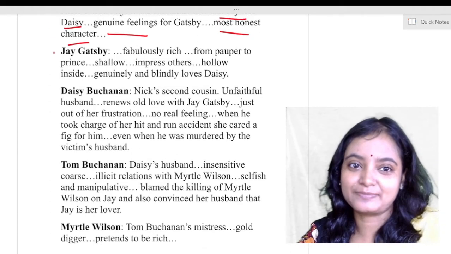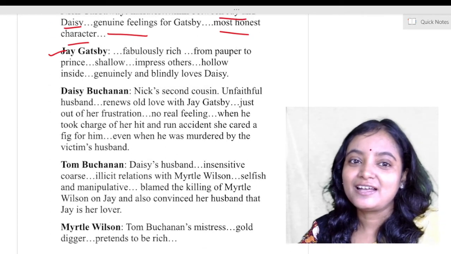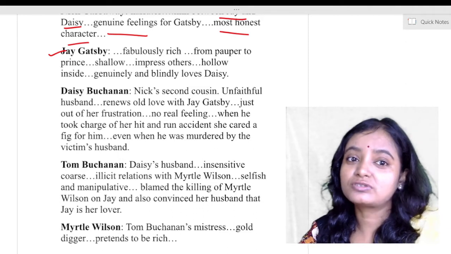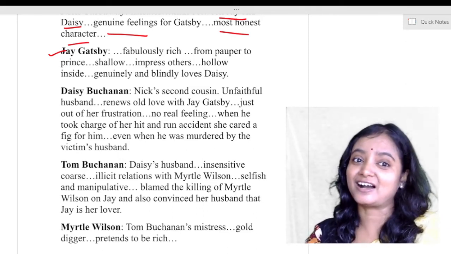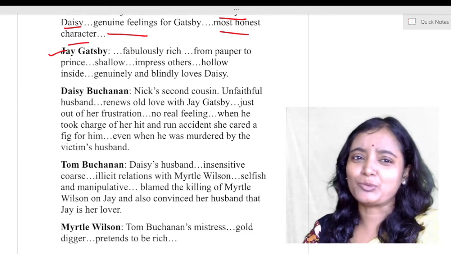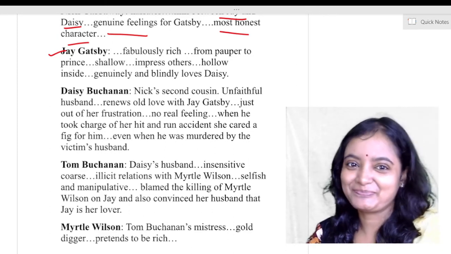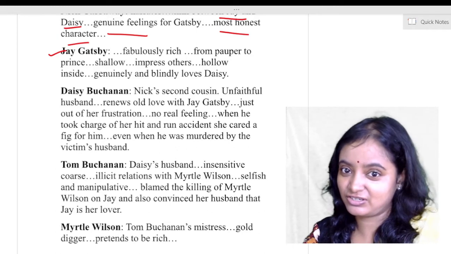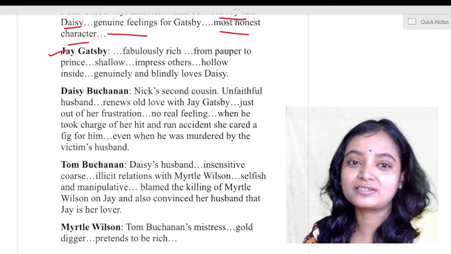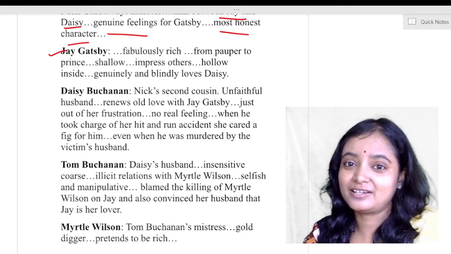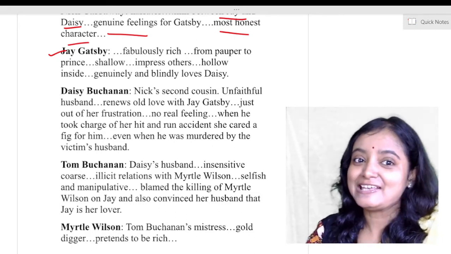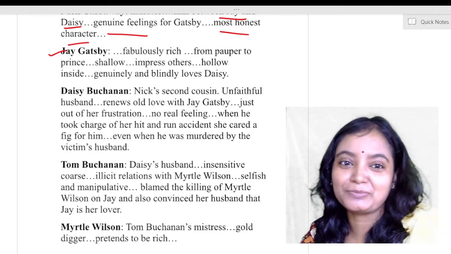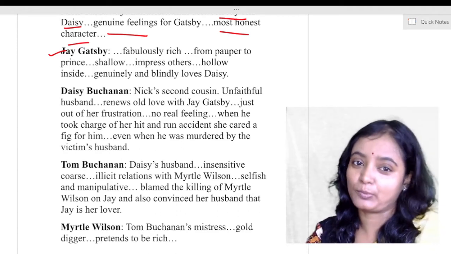Next, J. Gatsby. J. Gatsby is the protagonist of this novel, after whom the novel is named The Great Gatsby. J. Gatsby is the Great Gatsby. Why is he so great? Okay, let's see. He is fabulously rich. The story is of a millionaire who went from pauper to prince. J. Gatsby is actually a self-made millionaire. He became a prince from a pauper.